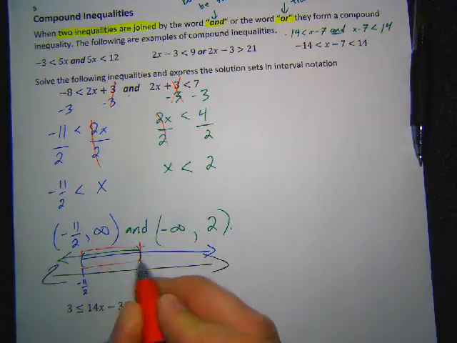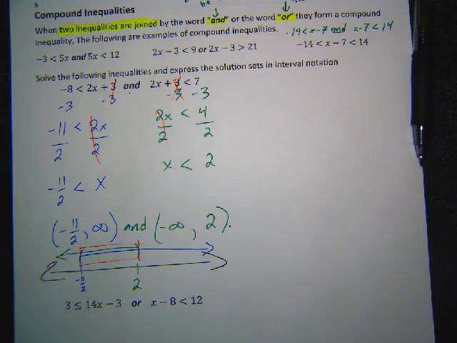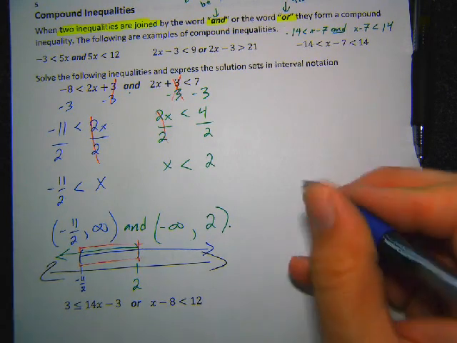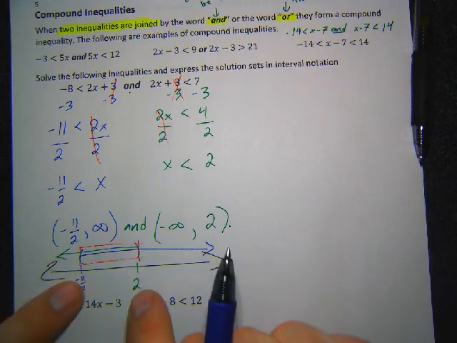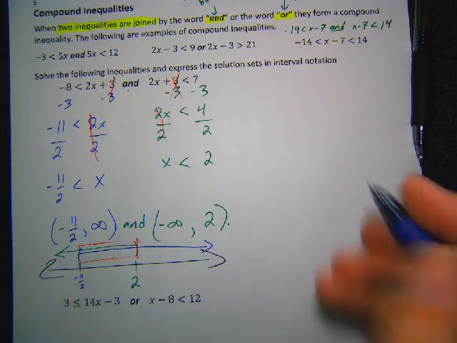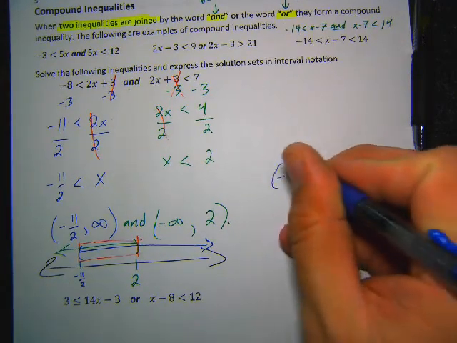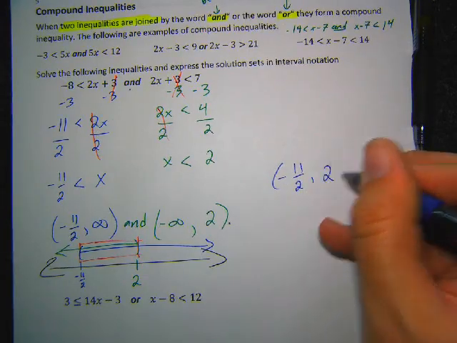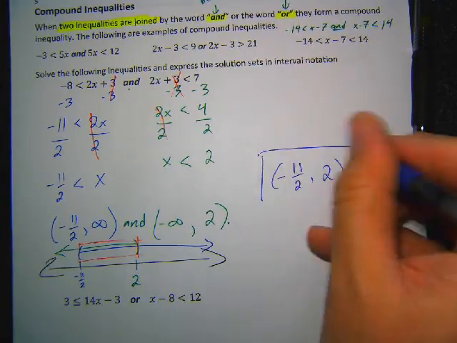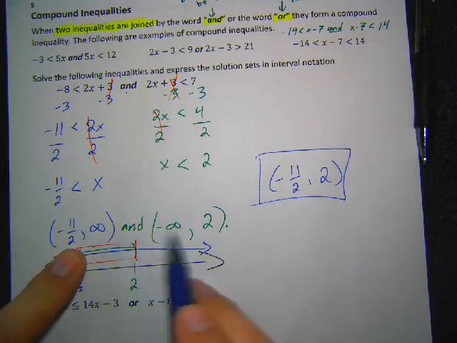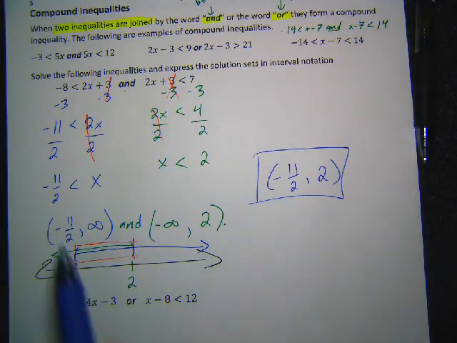That's going to be your "and" part. It's the part that is both. That's what "and" is. "And" has to be both. Can't be one or the other. It has to be both because it's "and." So the solution set for this problem is going to be numbers between negative 11 halves and 2. So the answer is going to be from negative 11 halves to 2. That's the answer because it's in both sets. So it's both in this set and in that set.